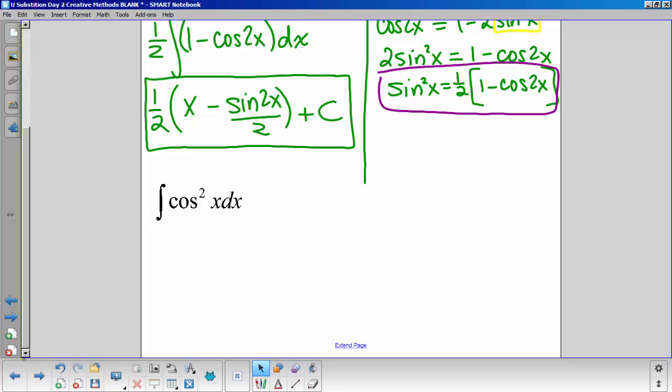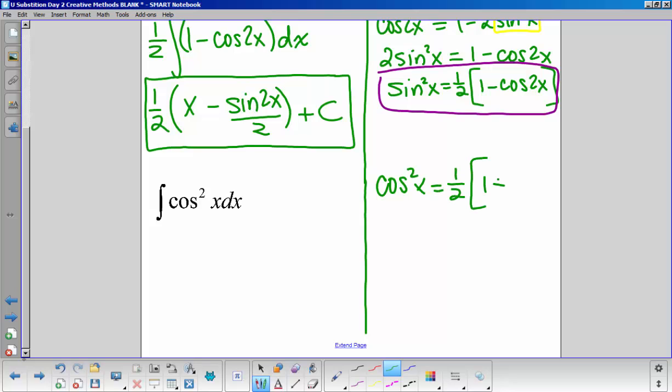Okay, cosine squared x. What do you suppose we have to do? Power reducing. Now the power reducing for cosine is the same as sine, except it's plus. Do you need me to derive it? Cosine squared x is going to equal 1/2 times 1 plus cosine 2x. Now, how do I remember this? Sine begins with an S, and it's subtraction. That's how I remember it.